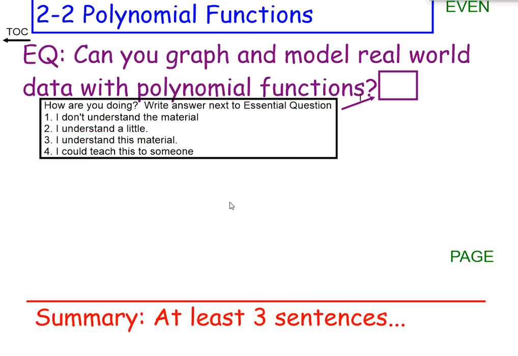And so this is polynomial equations. Can you graph and model real-world data with polynomial functions? So set this up and write your essential question that I'm asking that you write now. Can you graph and analyze power and radical functions? Oh, excuse me, I'm sorry, can you graph and model real world data with polynomial functions?